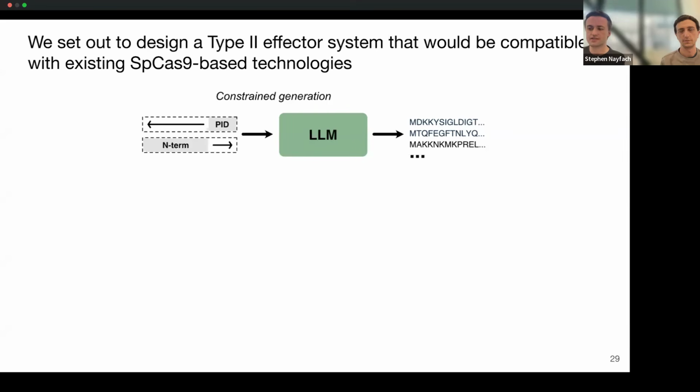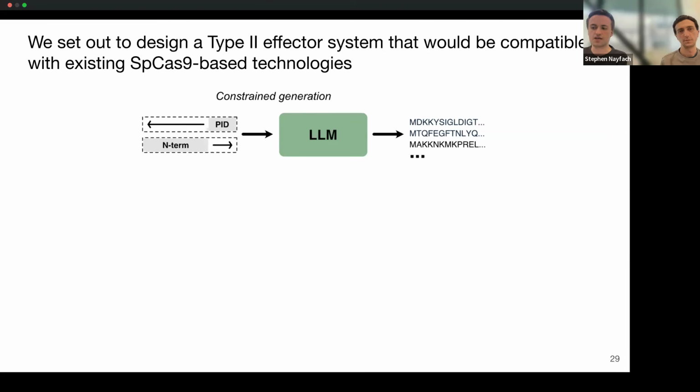To generate these proteins and satisfy these criteria, we came up with a constrained generation strategy that I'll go through now. So first, we decided to generate the full-length Cas9-like proteins in 2 parts. We either initialize generation with the PID domain, this is the PAM interacting domain of the protein, or all of the domains on the N-terminus of the protein, so just excluding the PID. By doing this, we thought we could enrich for sequences that are likely to maintain these compatibilities that I mentioned.